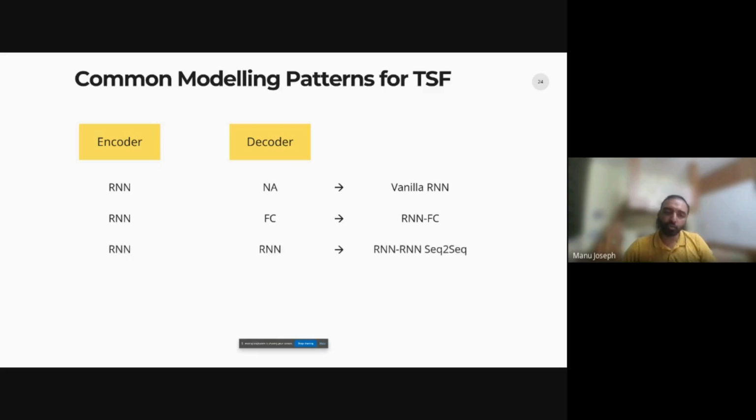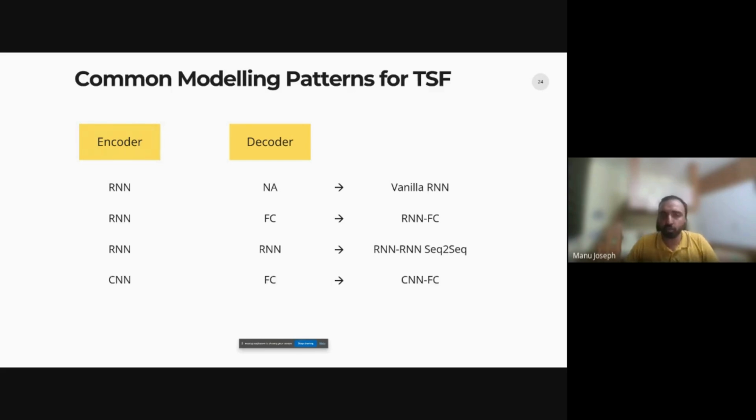Then we can actually use another RNN as the decoder itself, and this is what is called the sequence to sequence model. The history sequence is processed by the encoder RNN, you get the hidden state, and that hidden state is passed on to the decoder, and the decoder decodes the sequence into however many hours of forecasts that you want to generate. This is also incidentally the most popular kind of model which was used in NLP.